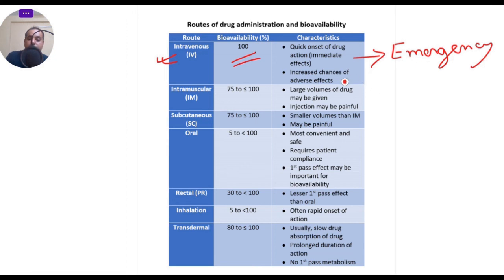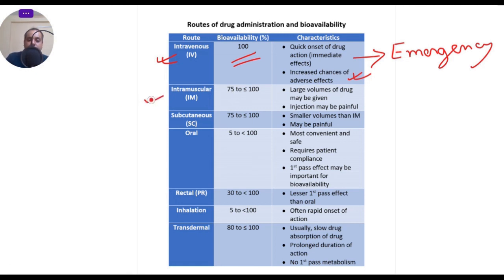However, there is an increased chance of adverse effects, right? So for the intravenous route, the bioavailability is 100%. As a result, there is a quick onset of the drug action, obviously, almost immediate effect, preferred in emergency, but there is an increased chance of adverse effects.